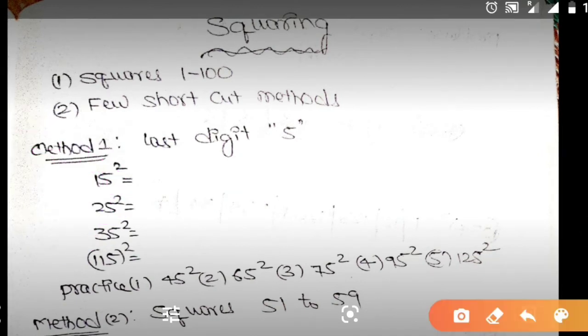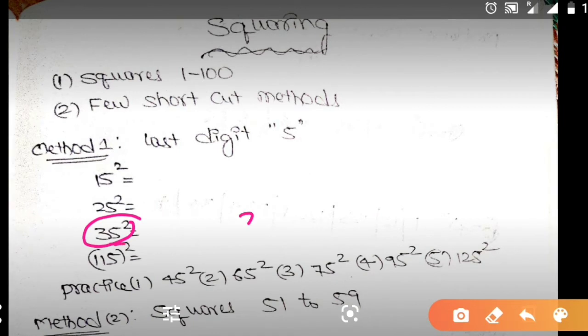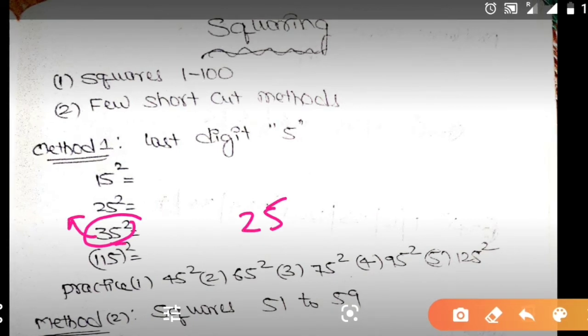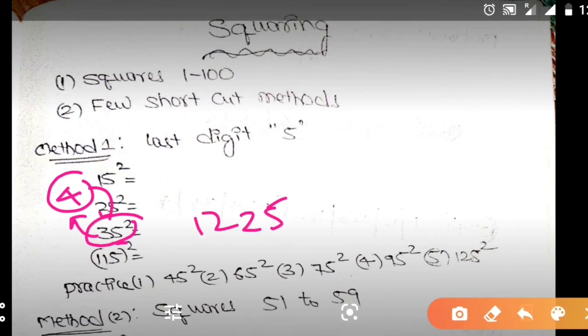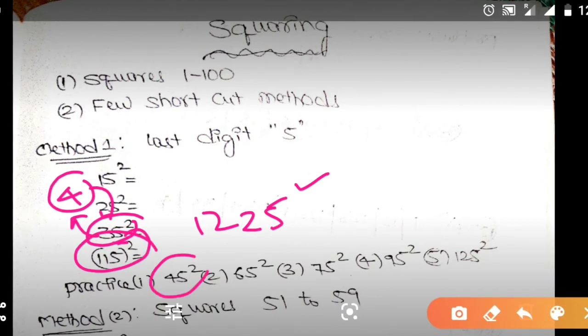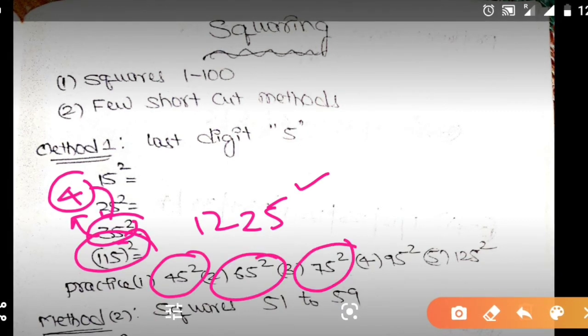Similarly, 35 squared: 5 squared is 25. If we increase 3 by 1, we get 4. Multiply 3 and 4: 3 fours are 12. 1225 is the answer. Similarly, do these problems and post your answers in my comment section.